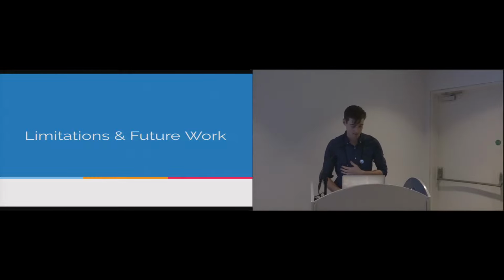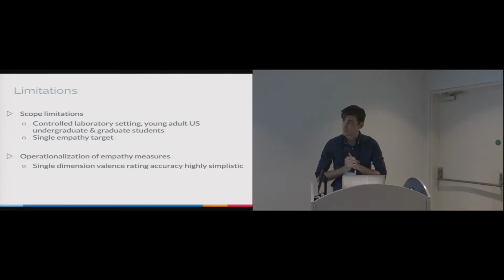So there's some key limitations and room for future work here. Some of the limitations, there's definitely some scope limitations here. It was a controlled laboratory setting with the young adult U.S. undergraduate and graduate student population. We had a single empathy target in this study. We didn't do multiple ones, which can change the results for sure.